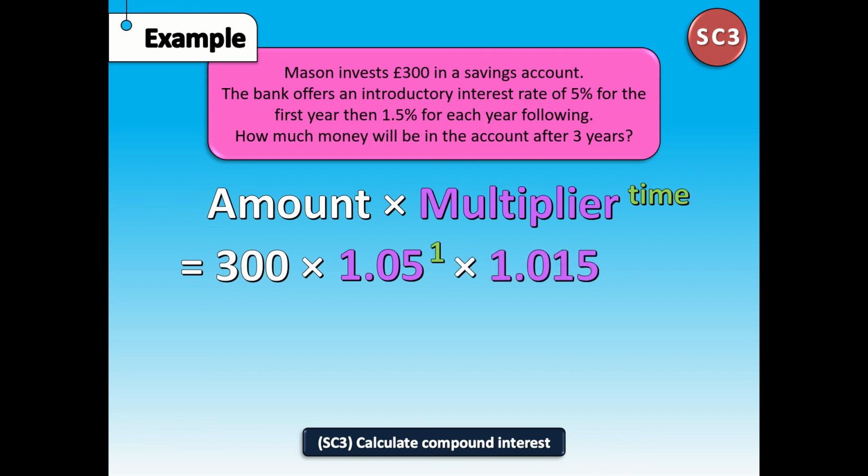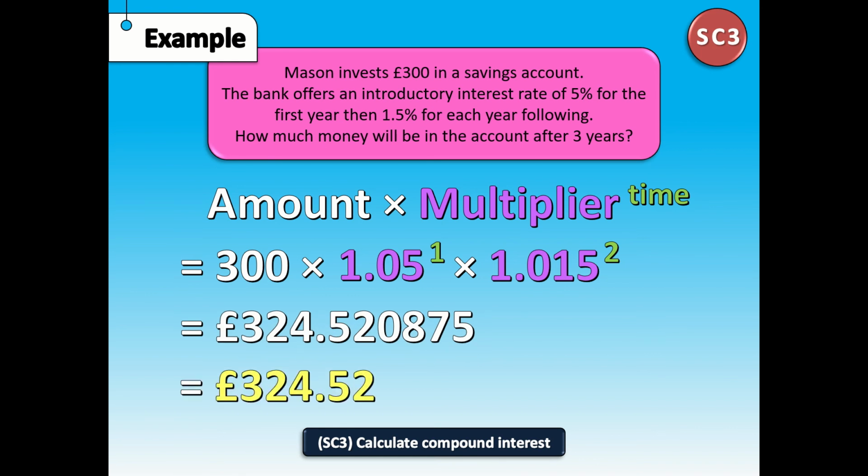Then the next subsequent years, the interest rate is 1.5%. So the multiplier needs to be 1.015. And that's going to be for the next 2 years. If we type this into the calculator, we get this number here, which we need to round to the nearest pence. So our final answer is £324.52.